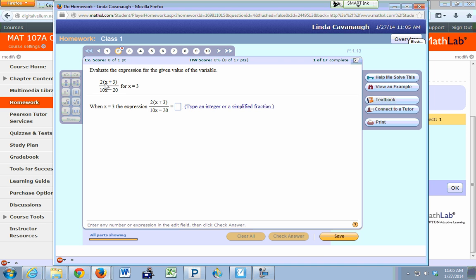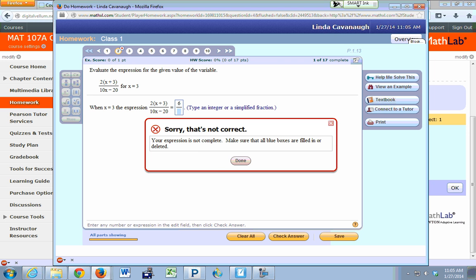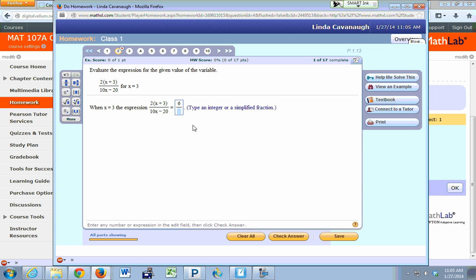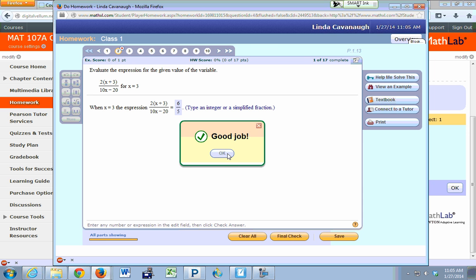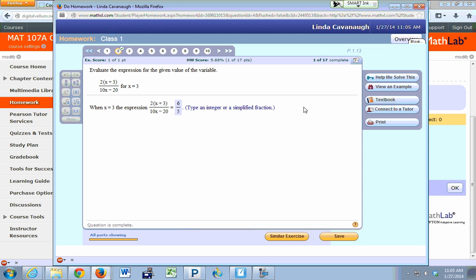So we put 3 in. We get 2 times 6 is 12. 30 minus 20 is 10. 12 divided by 10 is 12 tenths. But I've got to reduce it to 6/5, so I've got to make it a fraction. So I go over here and I put in 6, enter, 5. Whoops, I didn't say enter. 5, enter. Good job. And then it will change that X to a fraction. Okay, Jonah?